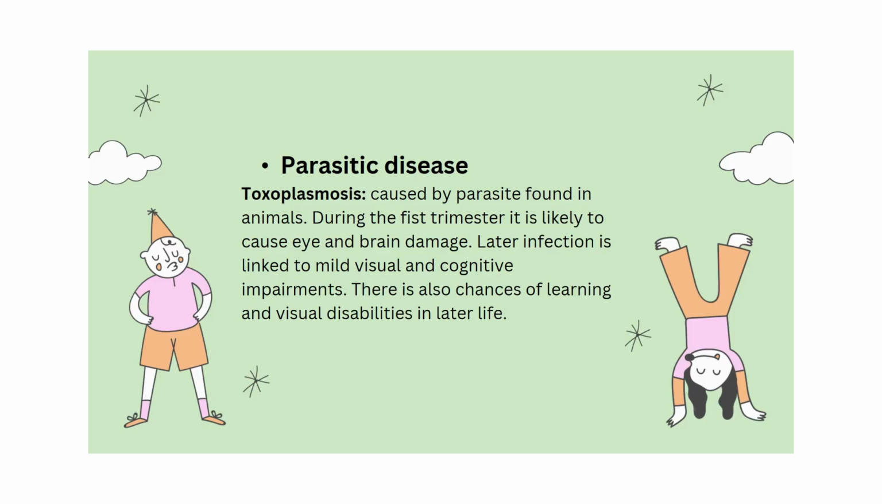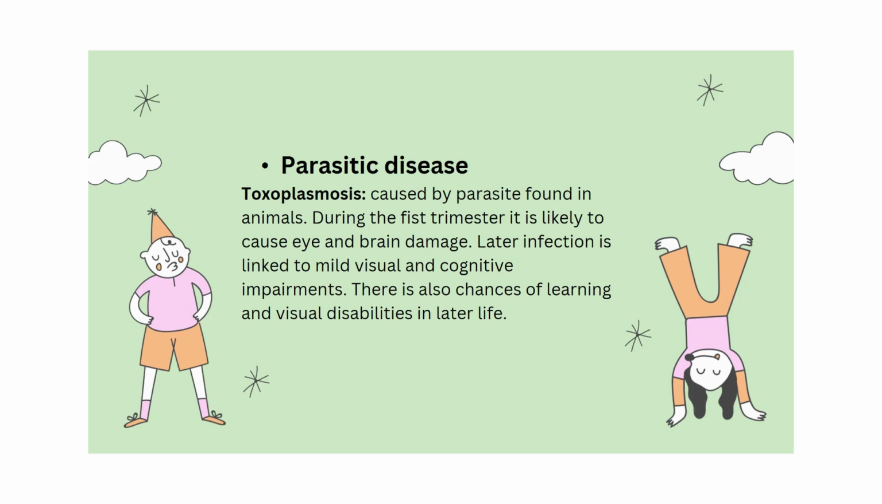The next one is parasitic disease. The most commonly found parasitic disease is toxoplasmosis. It is caused by a parasite found in many animals. So, pregnant women may become infected from eating raw or undercooked meat, or there is also a chance that they may contract it if they come in contact with animal feces.